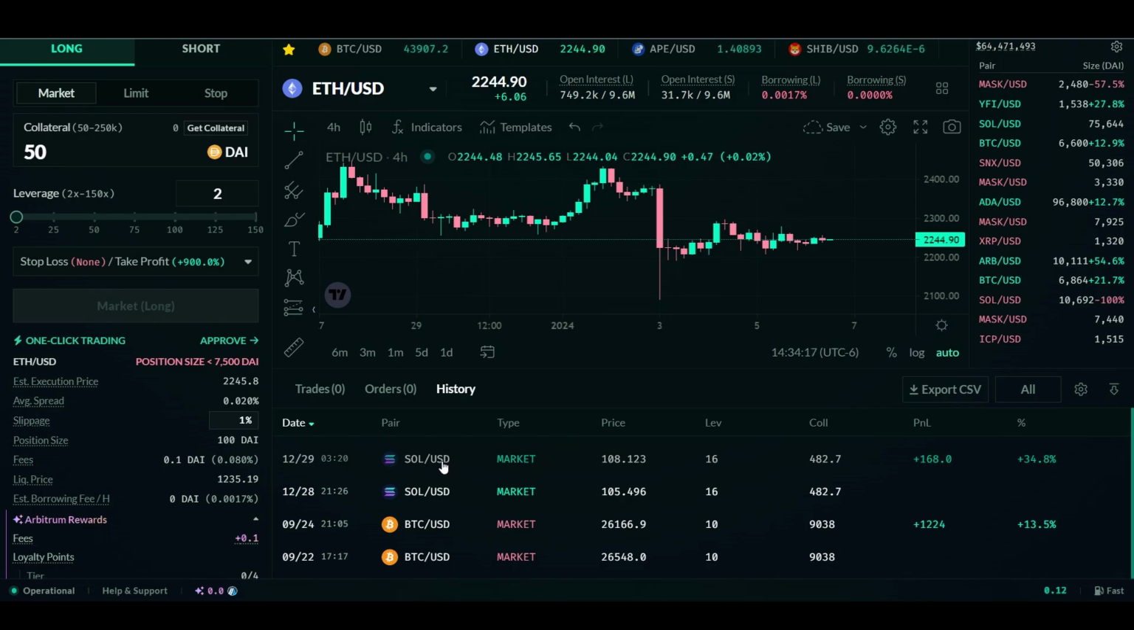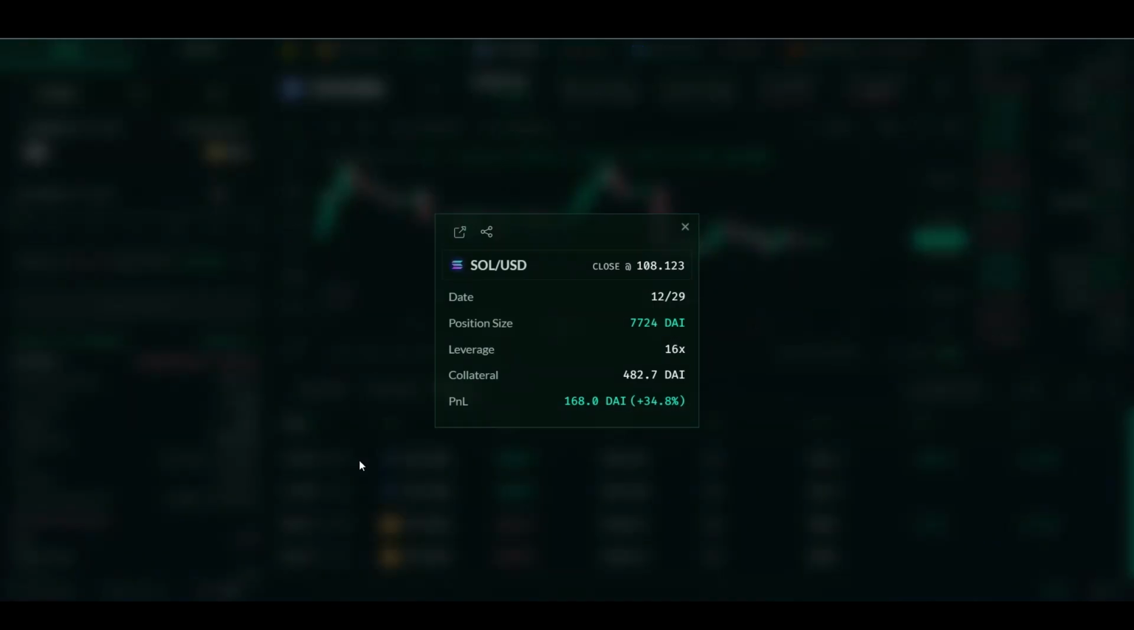Okay. Yeah. So I did place a trade on Solana. Now I don't know why I placed it. I must have been sleepwalking. I don't know what happened. I placed this trade on Solana. It was a 16x long, I think.